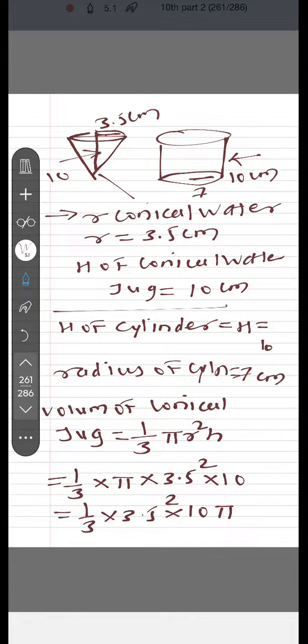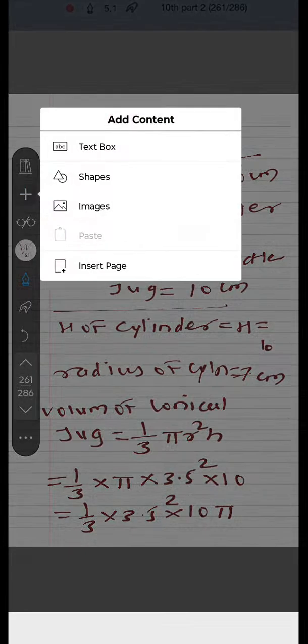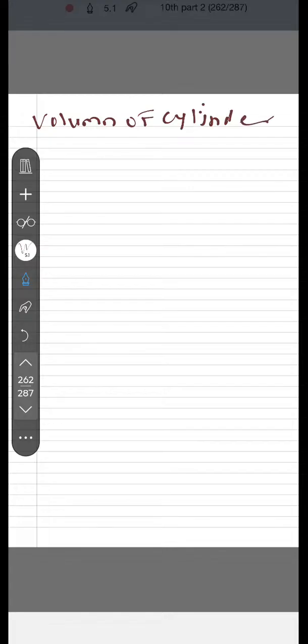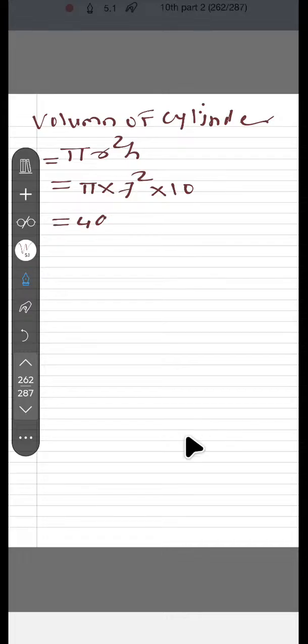Let's talk about now the volume of the cylinder. The volume of a cylinder, we all know the formula, is pi r square h. So here it is pi into 7 square into 10, which is 49 into 10 pi centimeter cube.